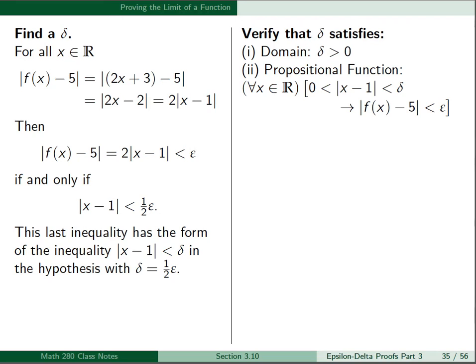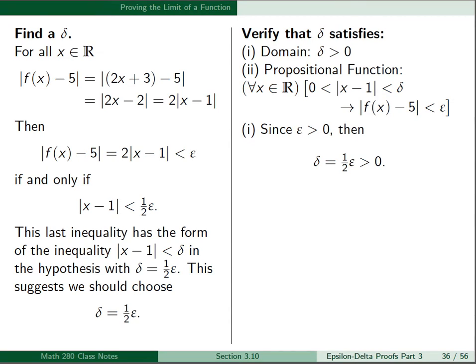Now this last inequality has the form of the inequality |x - 1| less than delta in the hypothesis, with delta replaced by 1/2 epsilon. So this suggests that we should choose delta to be 1/2 epsilon. So now we've found our delta, and we'll go over to the right column and verify that delta satisfies the two conditions. So first we have the domain, and we can say that since epsilon is greater than 0, then delta equal 1/2 epsilon is also greater than 0. So delta satisfies the domain condition.